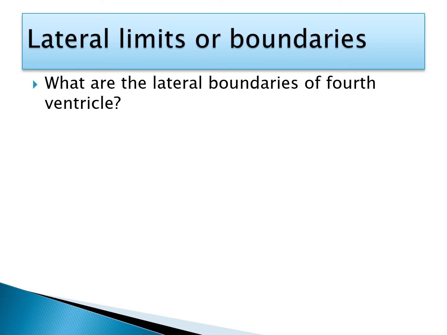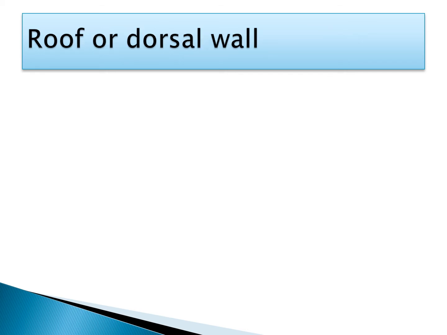Before we move on to the roof, one question for you: what are the lateral boundaries of the fourth ventricle? Till now we have seen angles and lateral boundaries, and now we are doing the roof. So you answer this question: what are the lateral boundaries of the fourth ventricle? We will continue with the roof or dorsal wall.